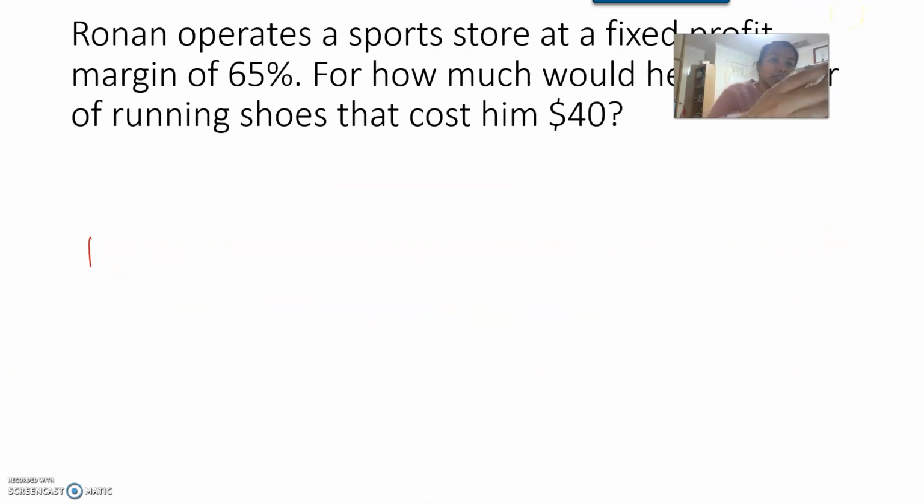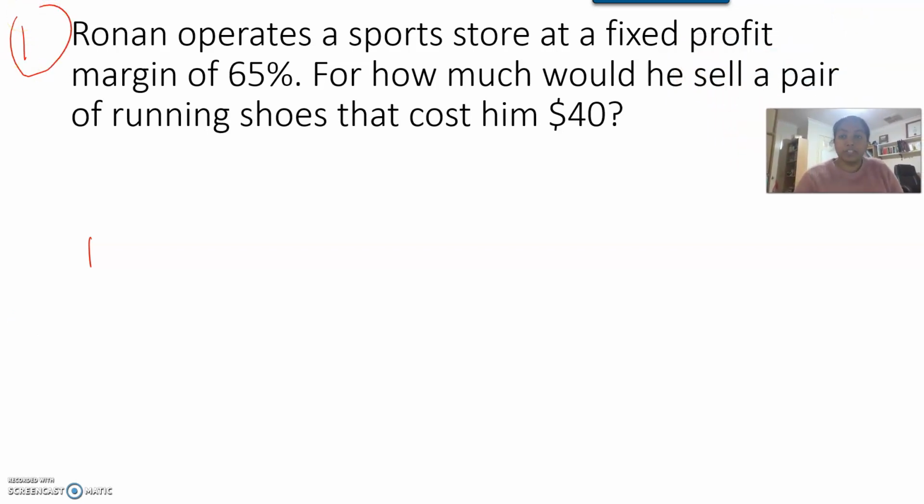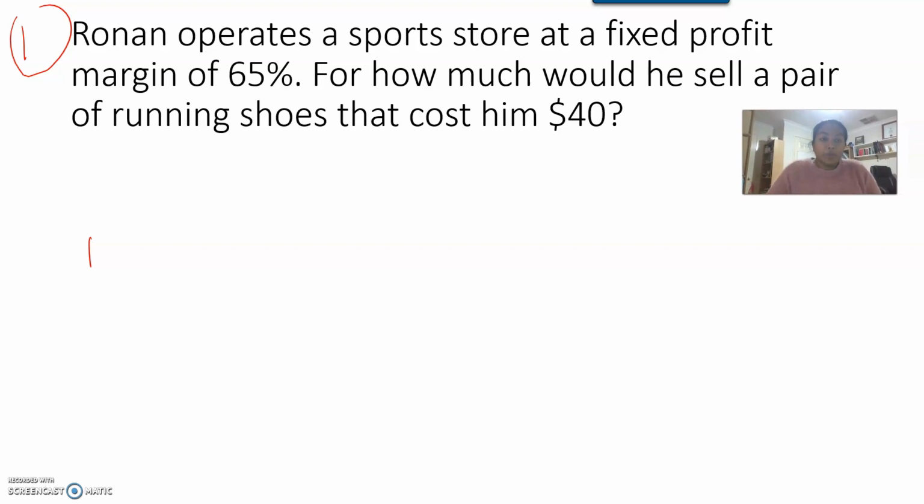This is question number 1. So let's actually do a question, and then you'll see how to apply what we've learned. So I want everyone to copy this down. Ronan operates a sports store at a fixed profit margin of 65%. So what that means is he's making a profit of 65%, which is pretty good. How much would he sell a pair of running shoes that cost him $40? So he's got these running shoes for $40, he needs to increase the price by 65% to make that 65% profit, right?